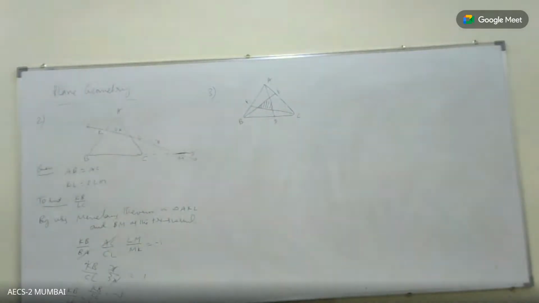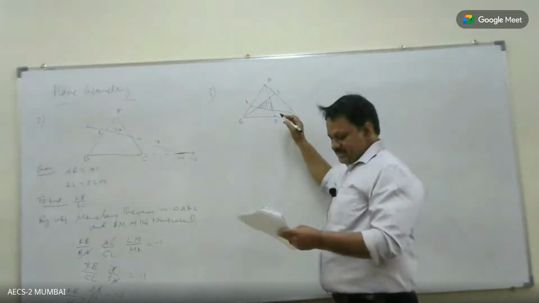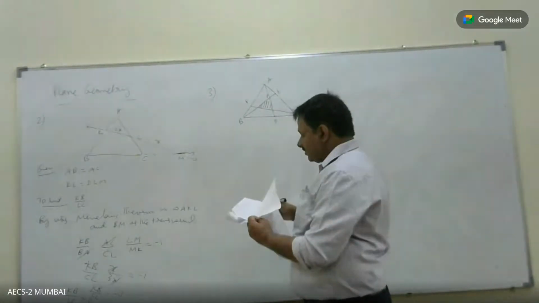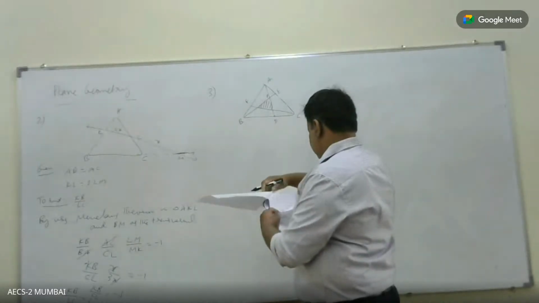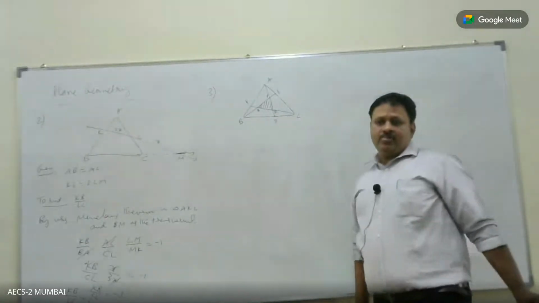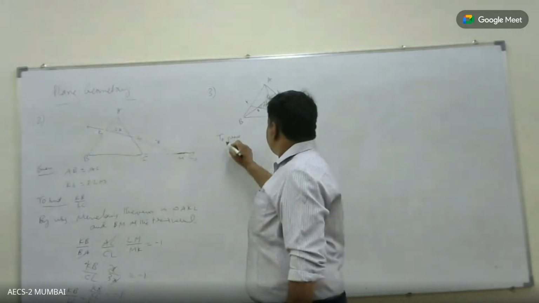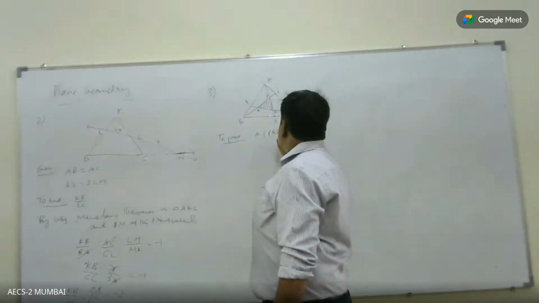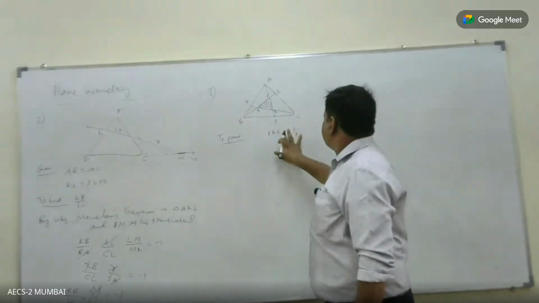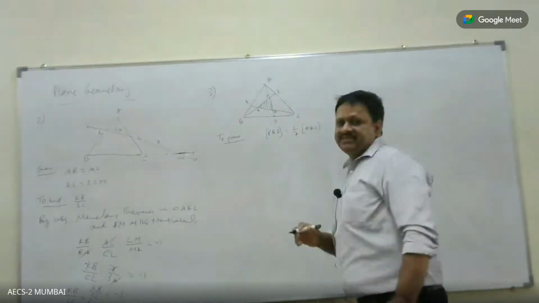Nice. What is the question? We have to prove that this area, let us say it is PQR. I want to use the same symbols. PQR. To prove: area of PQR equal to 1 by 7 of area of ABC.